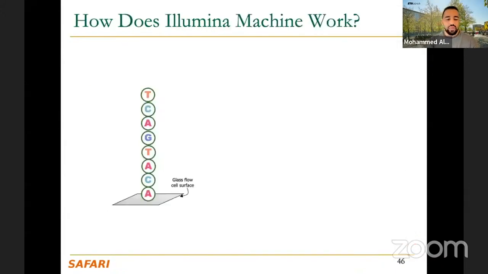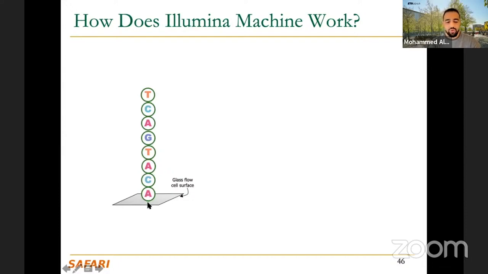If we consider Illumina for the sequencing, normally they have a flow cell with a glass surface, and to this glass surface you attach the DNA segments that you get after library preparation. In library preparation, you break up your DNA into pieces, or fragment it using some methods. Then to each piece of your DNA, you add primers to attach it to this surface.